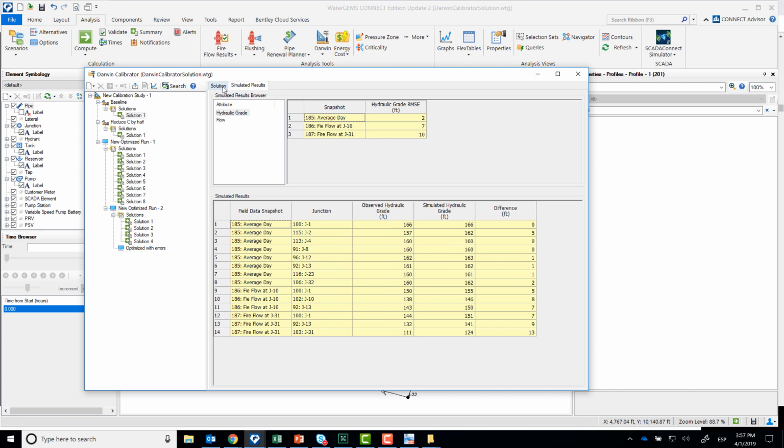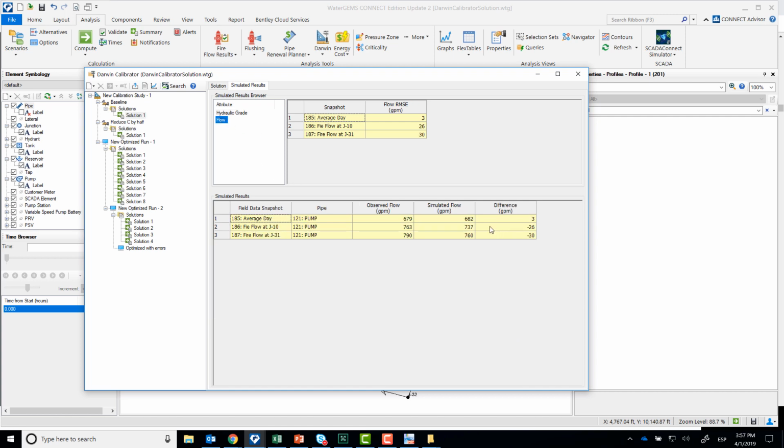Switch to the simulated results, and you will see what you input as observed hydraulic grade line in the field and what the model came up with without making any adjustments. So it shows us the difference. If you look at the average day, the maximum difference is 5 feet in hydraulic grade line. But when we increase the flows, we have differences of 8 feet, 7 feet, and here up to 13 feet. And for flow, we can see the differences as well.